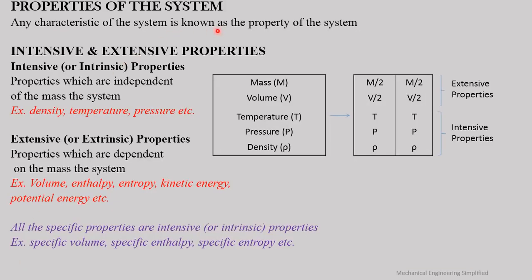What is a property of a system? Any characteristic of a system is known as the property. The characteristic can be pressure, temperature, volume, enthalpy, entropy, anything. Any characteristic of a system is known as the property of the system. Then we have classified those properties into two categories, extensive and intensive. What are those? Intensive, also called intrinsic properties. What are those? Properties which are independent of the mass of the system. Examples are density, temperature, pressure, etc. These are known as intensive properties.